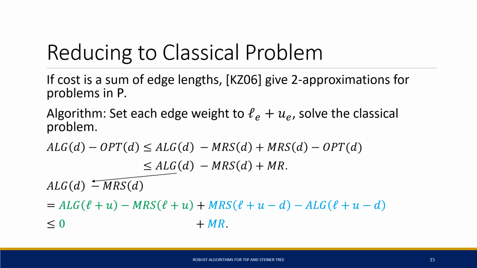And then by definition, MRS has regret at most MR in any realization satisfying the ranges, and L plus U minus D is actually a realization that satisfies the ranges. So MRS can't cost more than MR over any other solution. So we get that this difference is bounded by MR. And so putting it all together, this gives us a true approximation on regrets.